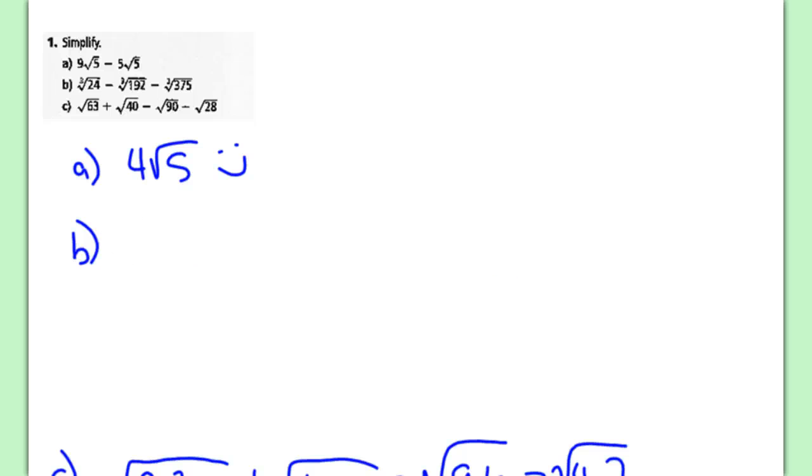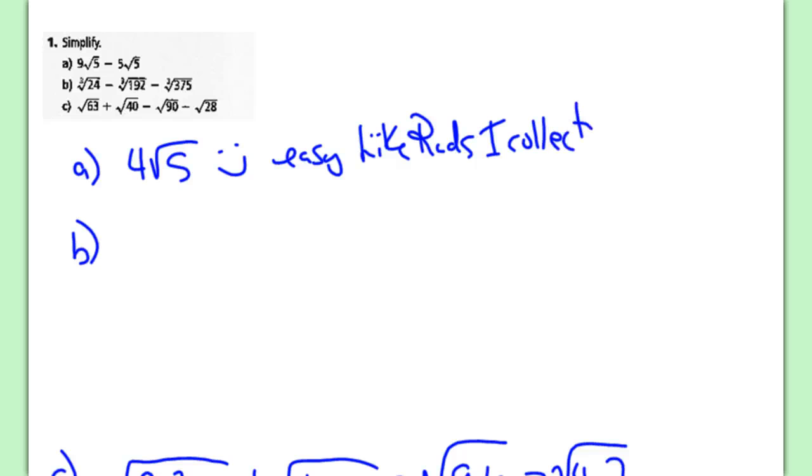So in the first question, question A, I want you to just look at that and go, wow, those are like radicals. 9 root 5 minus 5 root 5. That was easy because they're like radicals. Like radicals, I collect them.